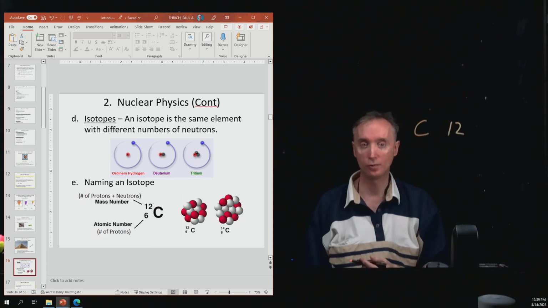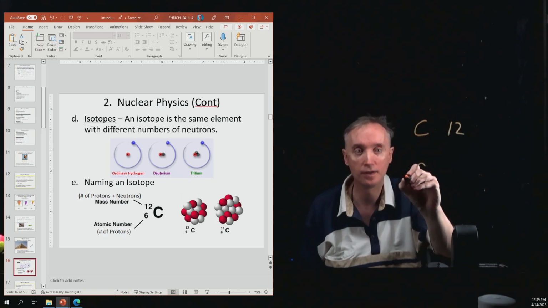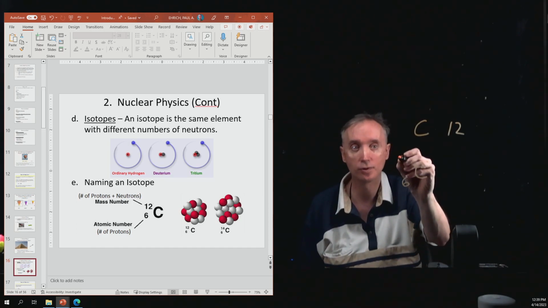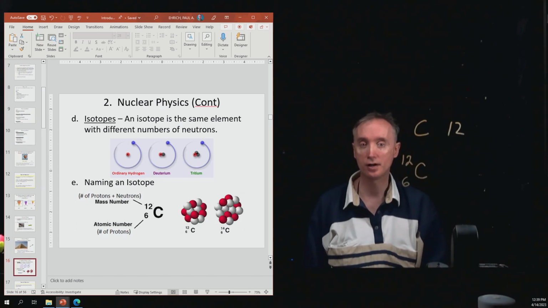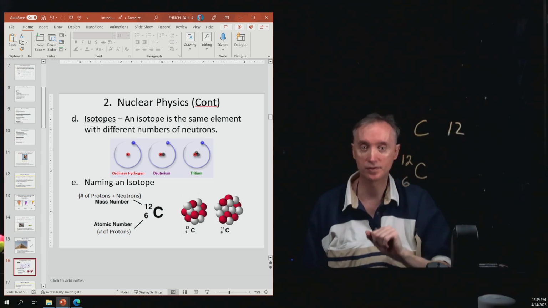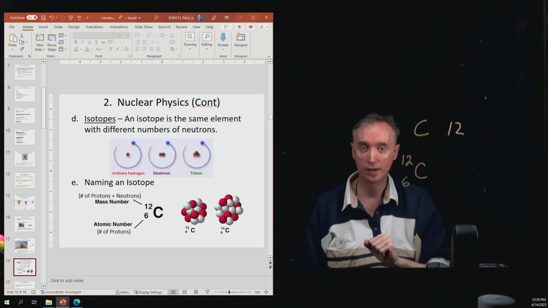But a more explicit way of writing carbon 12 is to say that it's carbon, and then this number down here is going to be its atomic number, the number of protons, and then this number up here, where the 12 is at, is the number of protons plus the number of neutrons in that particular isotope. So to find the number of neutrons, you take this number minus that number. So 12 minus 6 is 6, so this particular isotope would have 6 protons and it would have 6 neutrons.